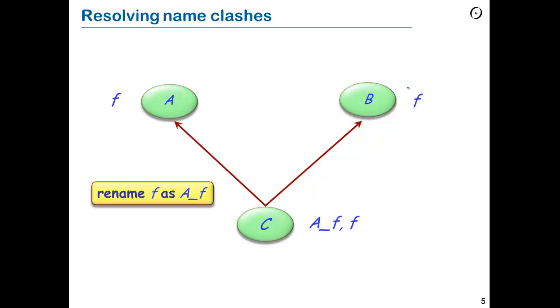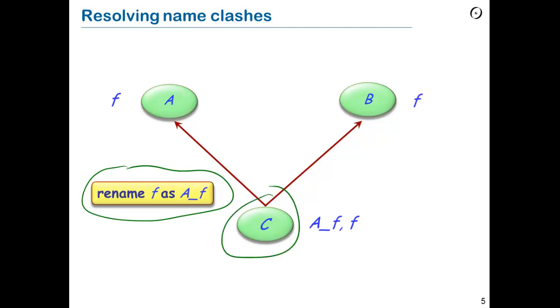For example, if we want to remove the clash, we can, when we inherit from A in class C, rename F as, for example, A underscore F. Of course, we can use any name we like. Here I'm using A underscore F to emphasize that the feature comes from A, where it was called F, but any convenient name would do. Now, this clause, rename F as A underscore F, is a clause that is going to be part of the inheritance clause of C. We're not going to touch A, and for that matter, we're also not going to touch B. Anything at the top here will remain unchanged.